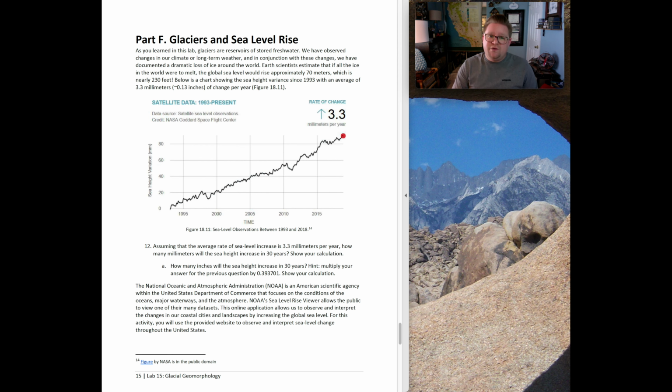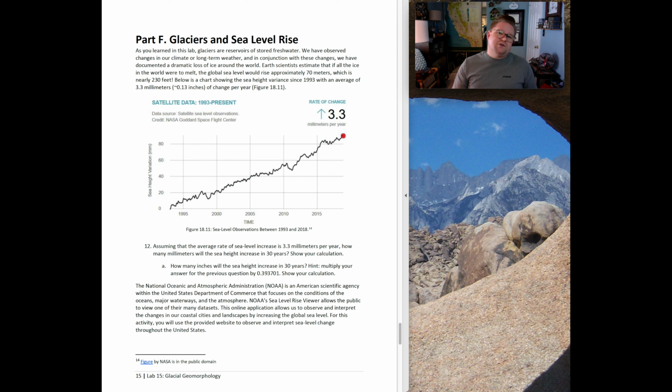We've observed changes in our climate or long-term weather, and in conjunction with these changes, we have documented a dramatic loss of ice across the globe. What does that mean for those of us who live along the coastline? Well, this table right here, Figure 18.11, is utilizing satellite data showing the average rate of change of sea level rise. So we can see that on average it's about 3.3 millimeters per year, which, on a small ruler like this, we're talking about just 3 of these little bitty lines every year.